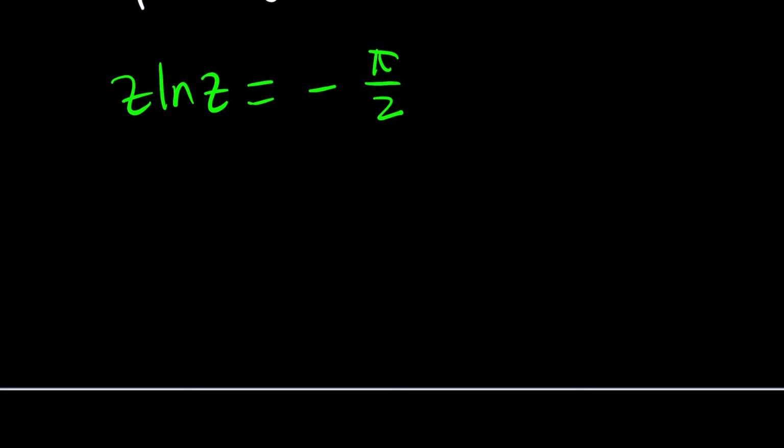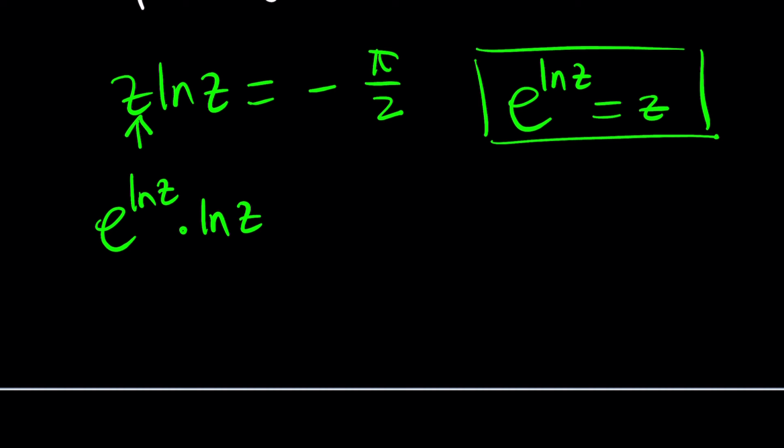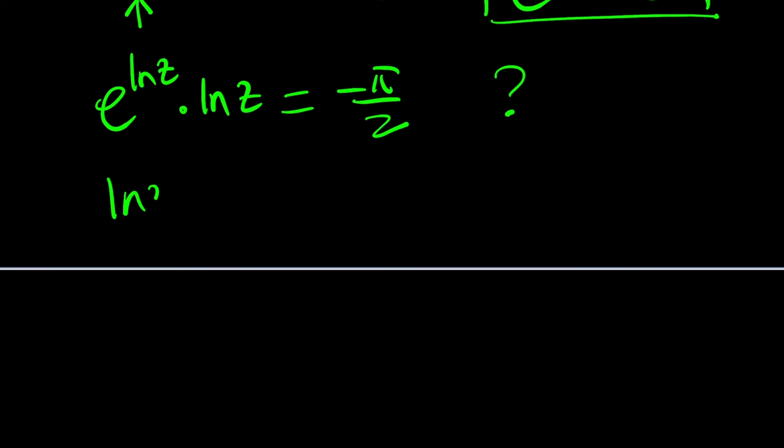So we're going to use an identity here. What is that? The relationship between z and ln z. Do you remember that? Well, e to the power ln z is equal to z. Great. But how am I going to use it? Just replace z with that. So this gives you e to the ln z multiplied by ln z equals negative pi over 2. And you might still be questioning, so what, right? Okay, great. Let's switch these around. ln z times e to the power ln z equals negative pi over 2.